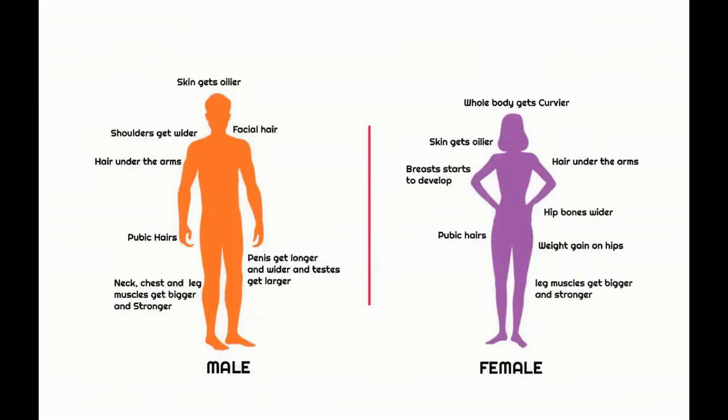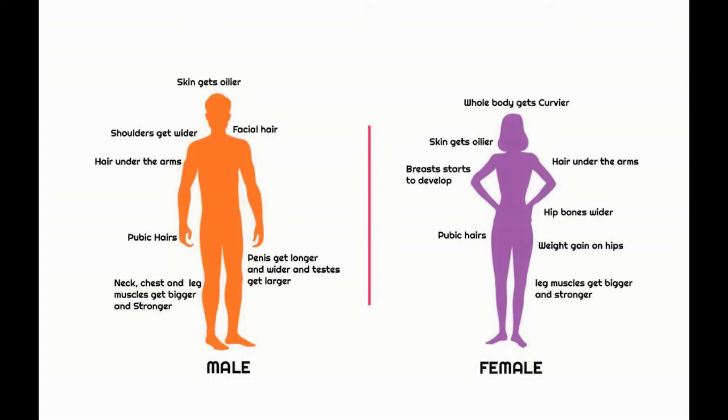So the changes we are talking about, let's focus on the male, a boy. First, your skin will get oilier. You start to notice a lot of oil on the face, and then you start getting facial hair. You start growing a beard, your shoulders get wider. You start to look like someone who goes to the gym, so your body structure starts to become that of a man. And then you start getting hair under your arms, under your armpit, and then you start growing hair all around your private parts and your body.